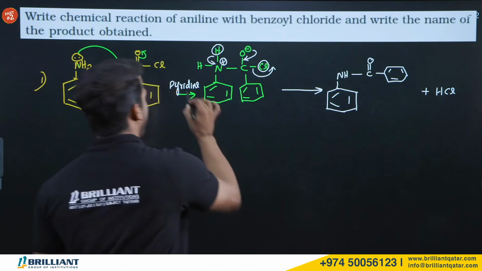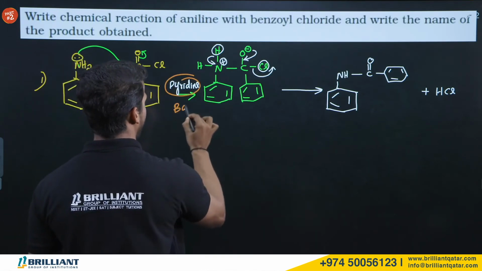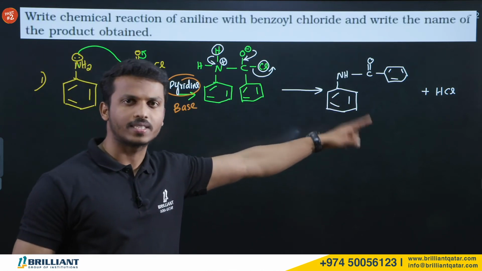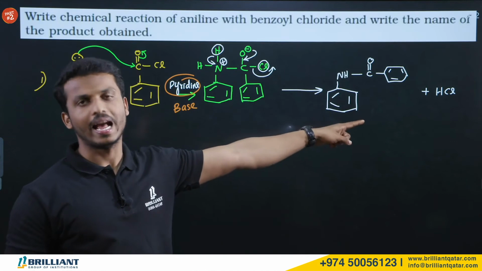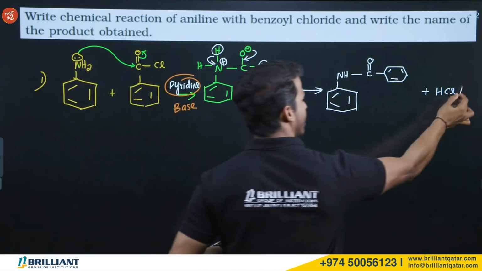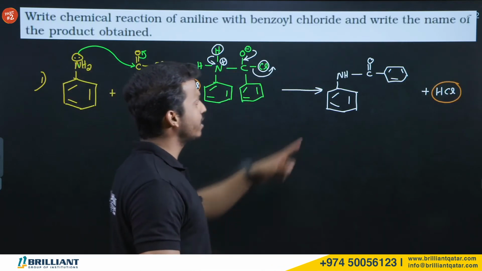Dear all, pyridine is a base. Pyridine acts as a base. All of you observe which is your byproduct. The byproduct during acylation of an amine is the acid, HCl. Why are we using a base here? This base can neutralize the byproduct, the acid HCl. That's the purpose. Question: what is the name of the product?